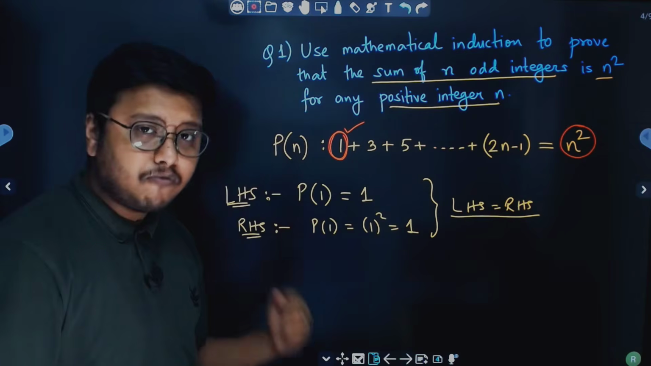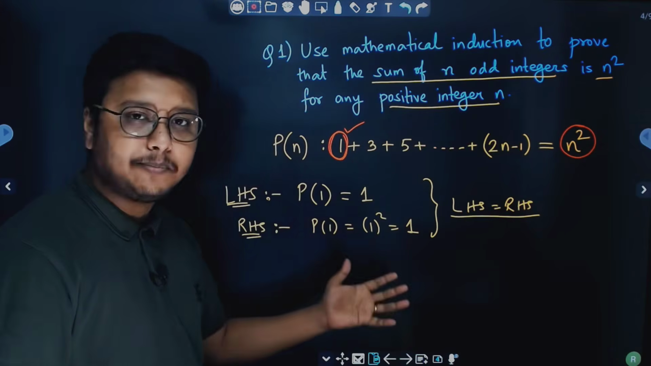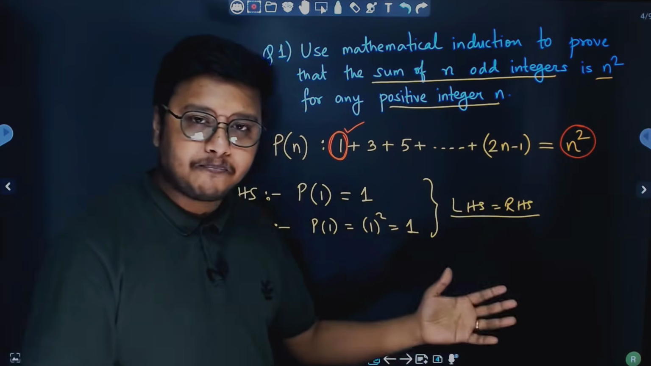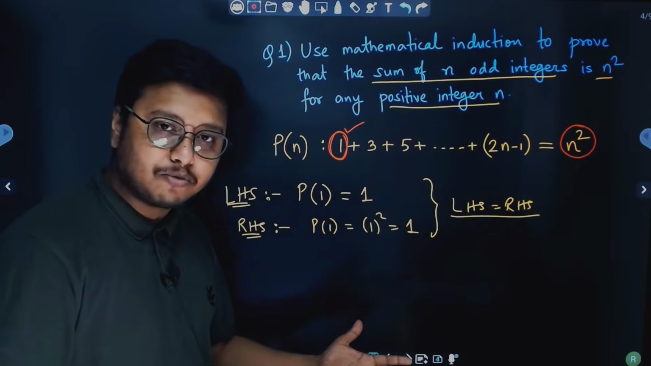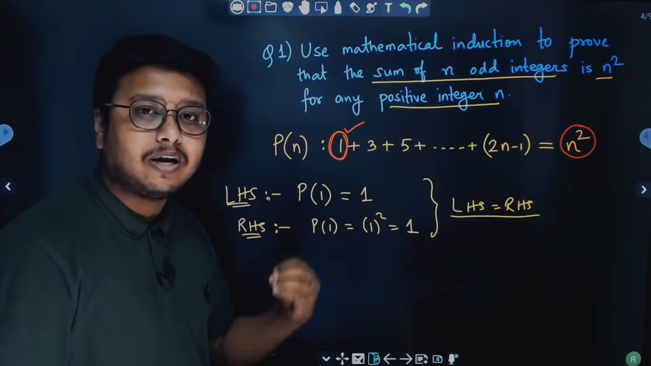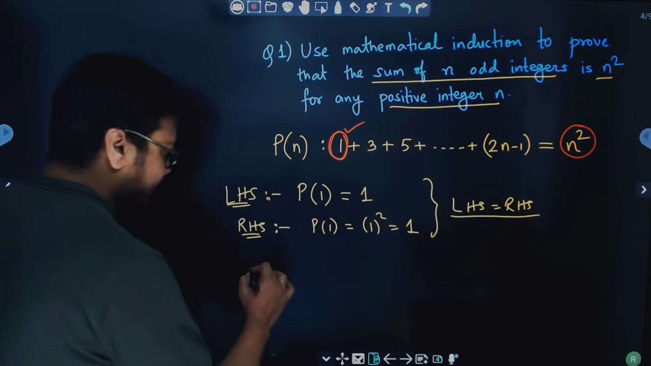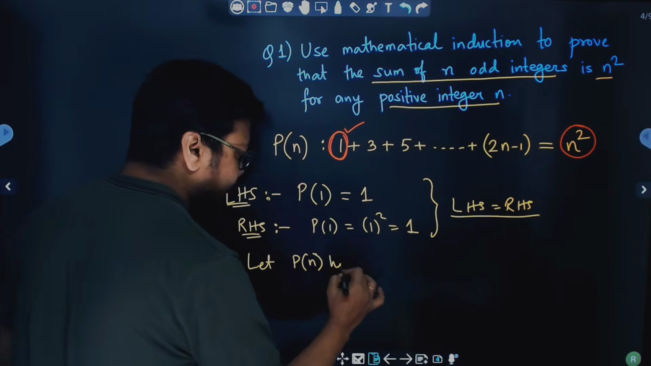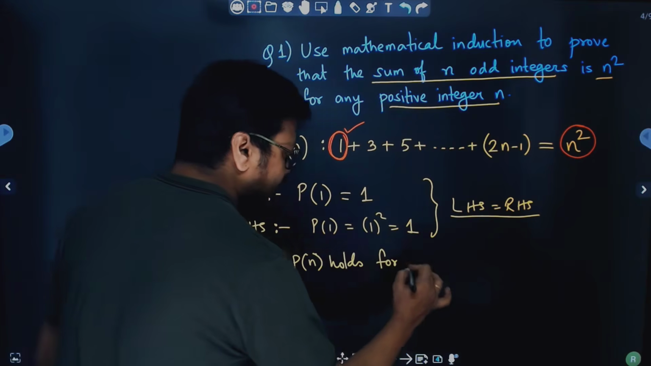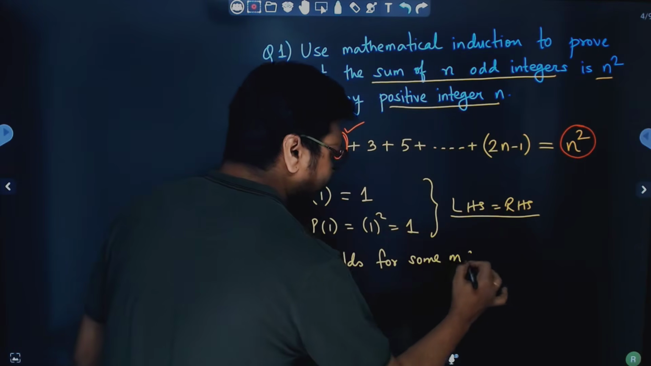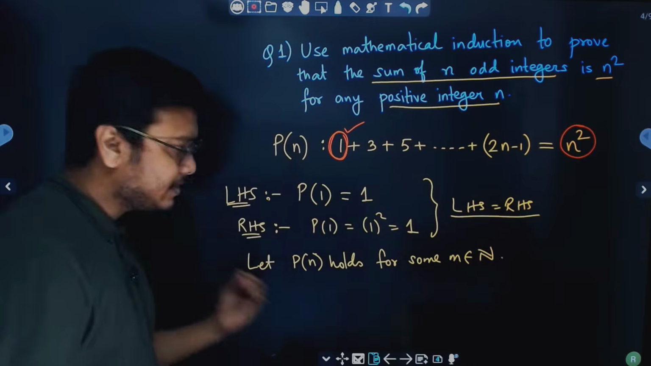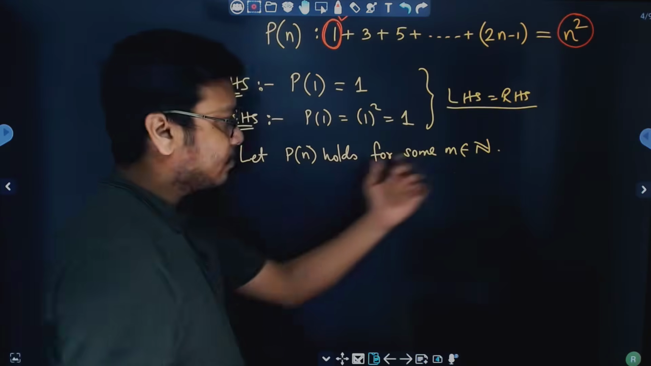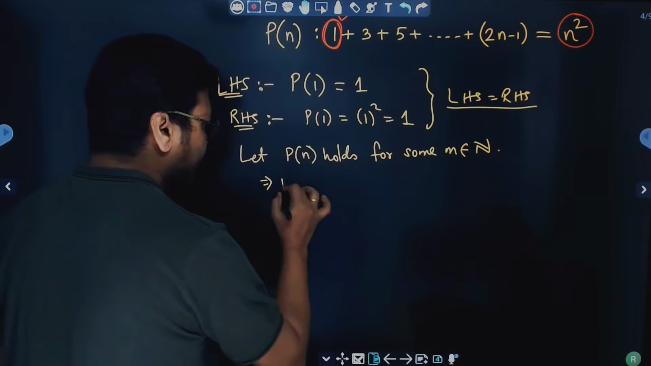Now we are going to assume that this statement holds for some randomly chosen natural number m, and with the help of that assumption, we are going to prove it for m plus 1. So let's say that Pn holds for some m belonging to natural numbers. That means our statement is true for a randomly chosen natural number m.